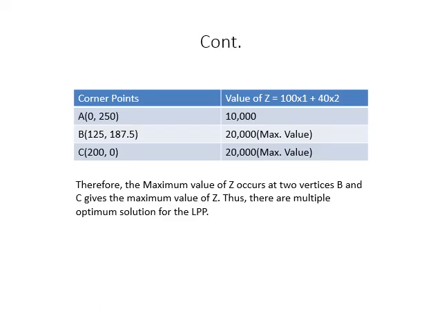Okay, referring to the graphical points, now we have 3 corner points: A where x1 equals 0 and x2 equals 250, B where x1 equals 125 and x2 equals 187.5, and C where x1 equals 200 and x2 equals 0.